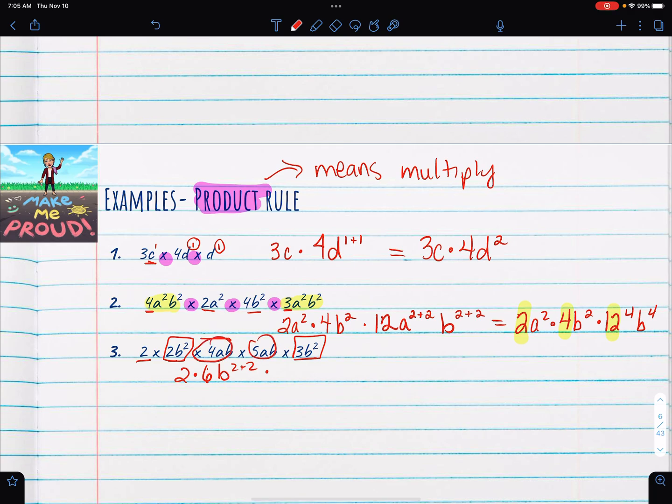Times, and I'm going to put the 4 and the 5. I'm going to go ahead and multiply that. That's 20. A to the first plus first, because remember there's 1 there, there's 1 there, there's 1 there, there's 1 there. And b to the first plus first. So my final answer will be 2 times 6b to the 4th times 20a squared b squared. This is the product rule. It means when you multiply.